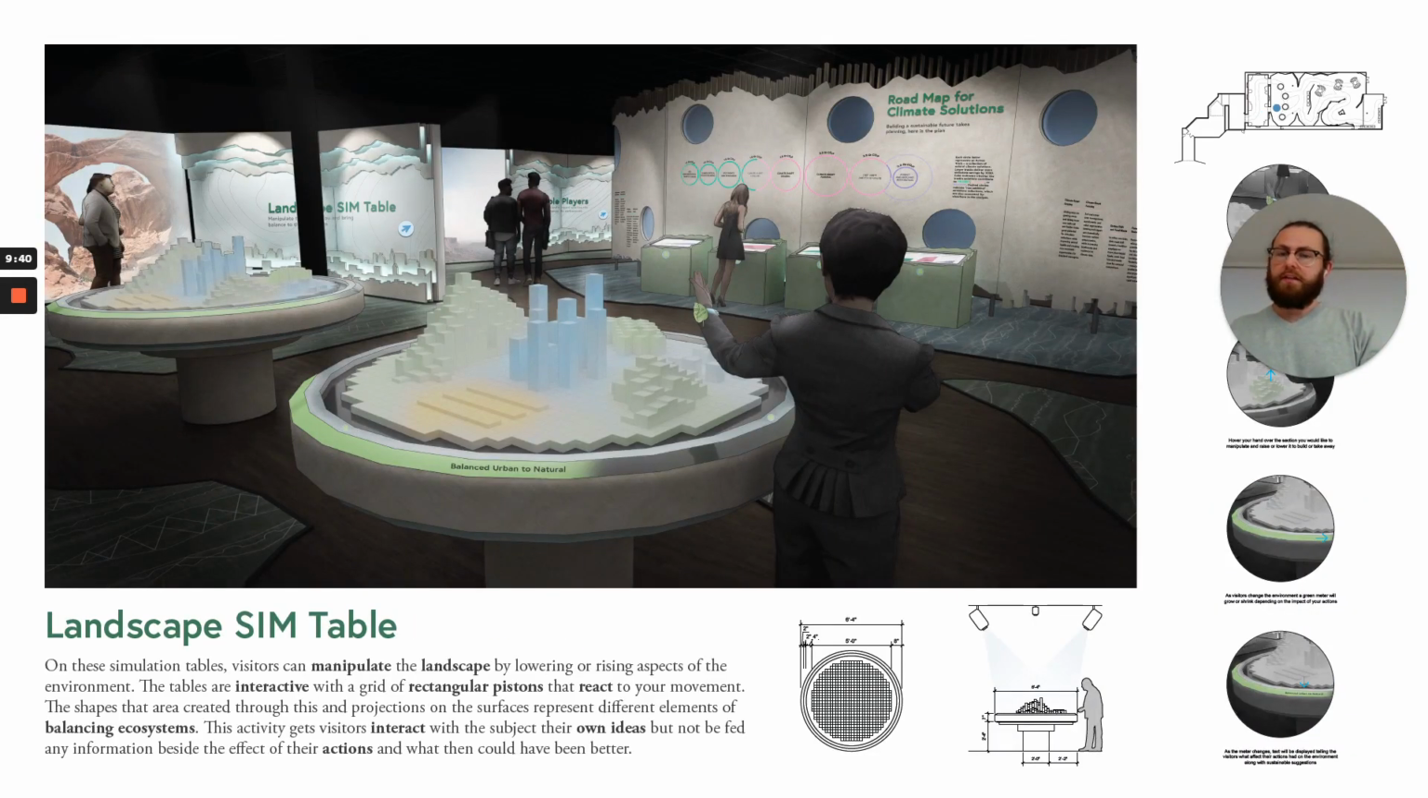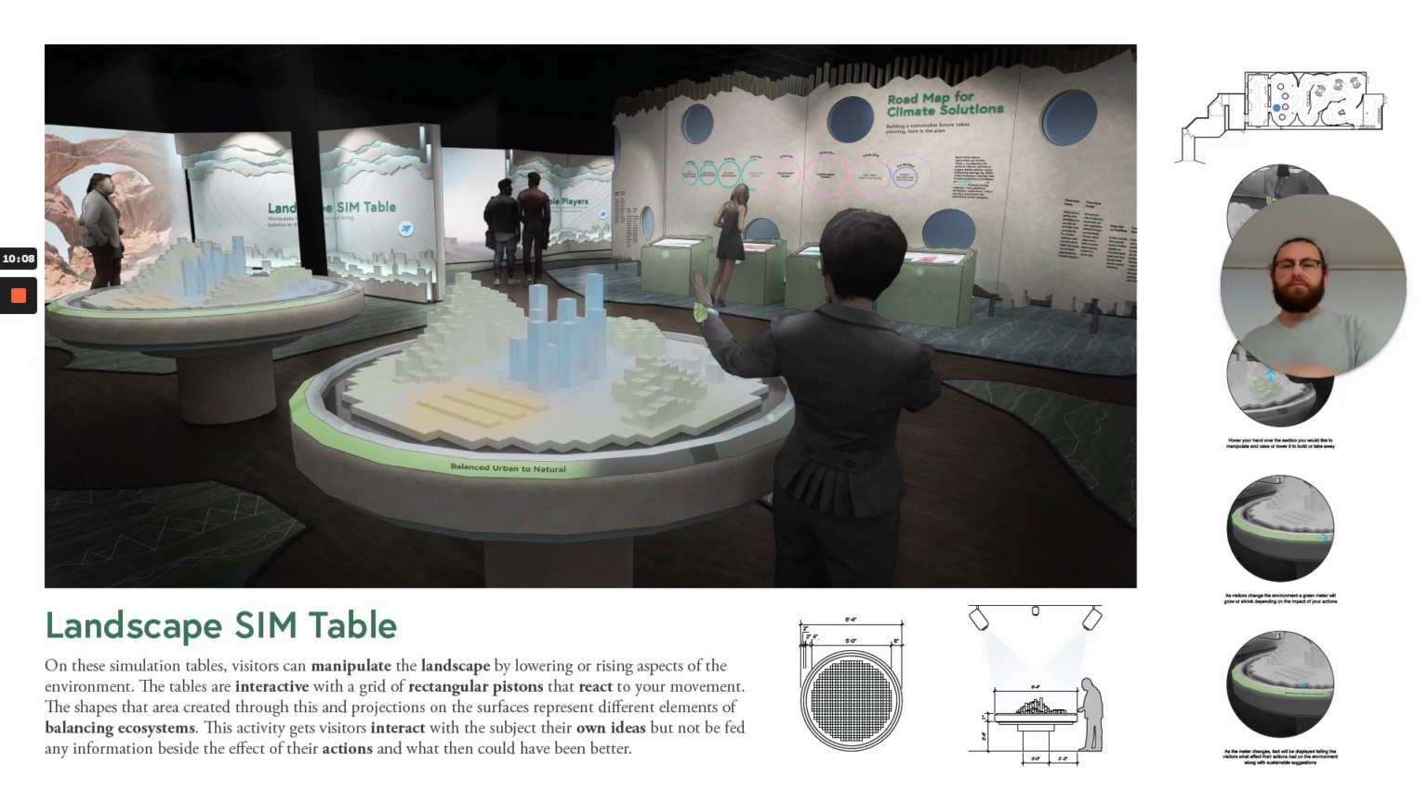Leading into that is the landscape sim table. So this is the first chance people really get to use their preconceived knowledge on conservation, environmentalism, to manipulate a landscape in this sort of simulation of building mountains, hills, forests, urban areas, agriculture, and this gives them the opportunity to play with that without getting the information fed to them.